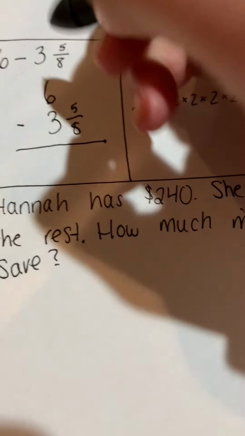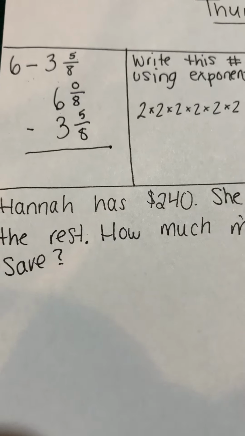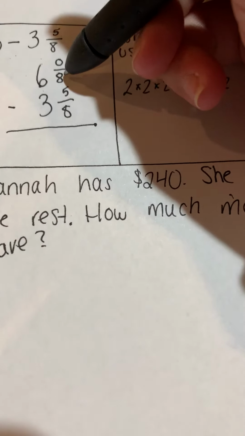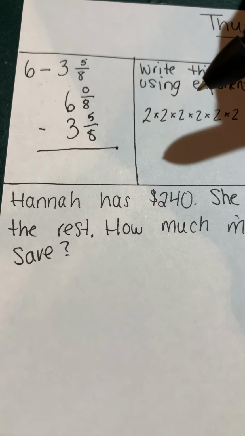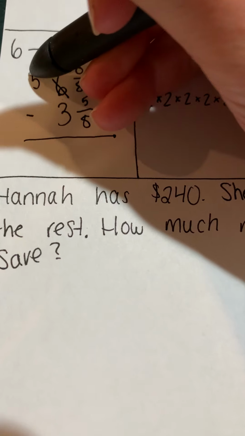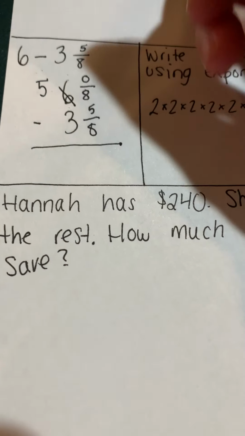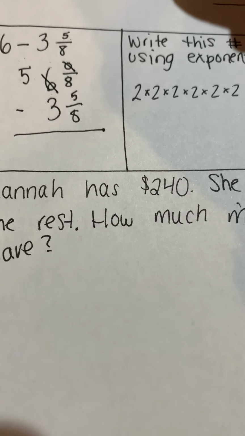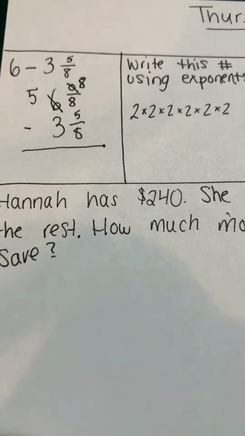6 minus 3 and 5/8. We notice that this 6 does not have a fraction with it, so it's 0/8. We have the same denominator, so we can go ahead and subtract 0 minus 5. 0 is smaller, so we can't do that, so we have to borrow. Cross out our 6, turn it into a 5. That also means we have to cross out our 0 and make it into 8/8, which equals 1 whole.